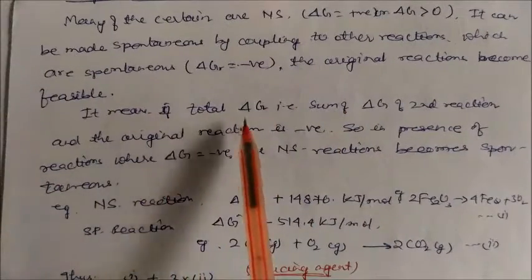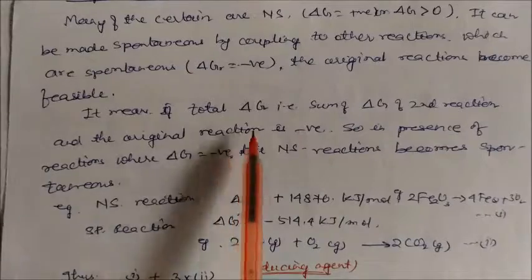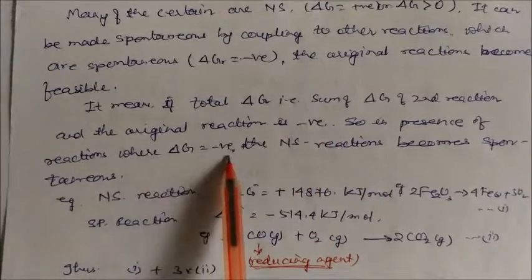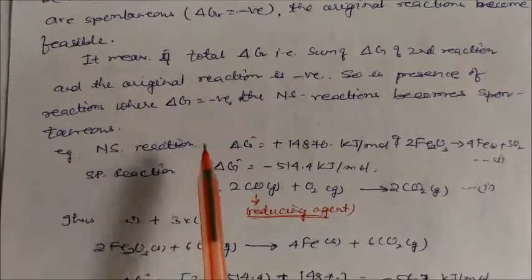It means that the total delta G will be nothing but the sum of delta G of the second reaction and the original reaction, which is negative. So in the presence of that reaction where delta G is negative, the non-spontaneous reaction becomes spontaneous. Let us see one example.